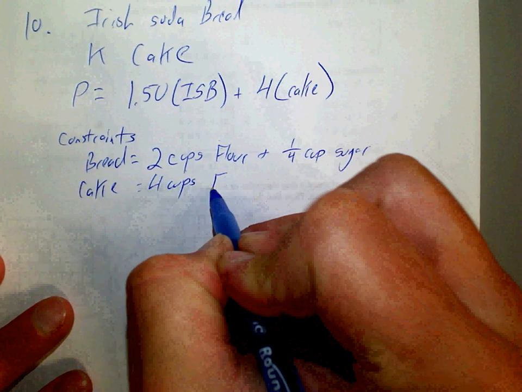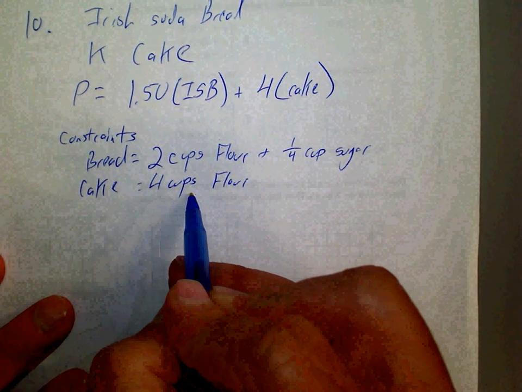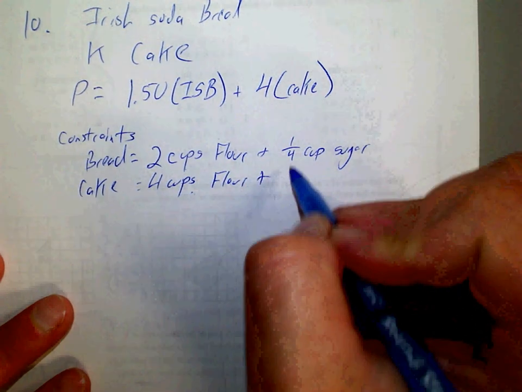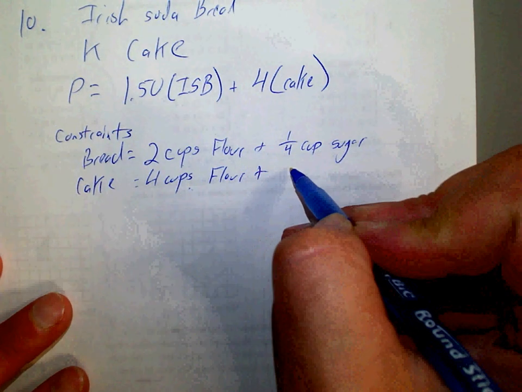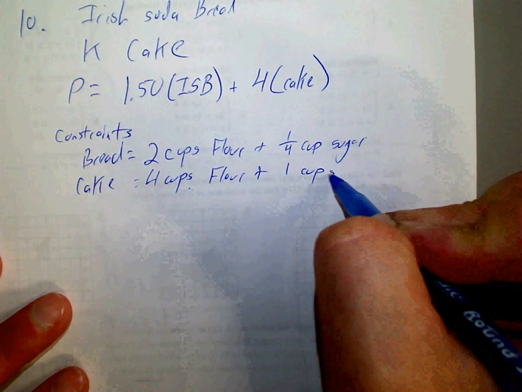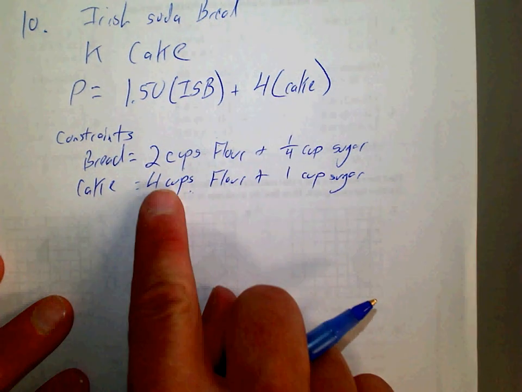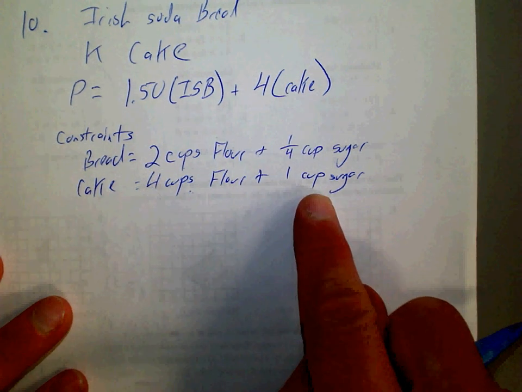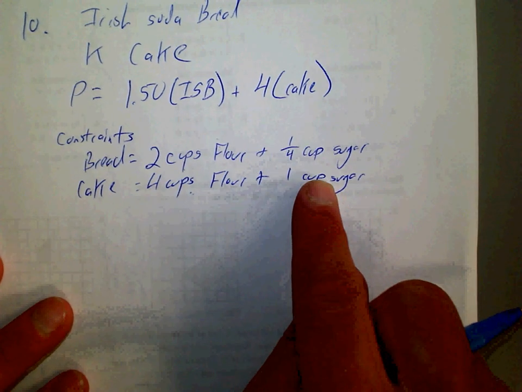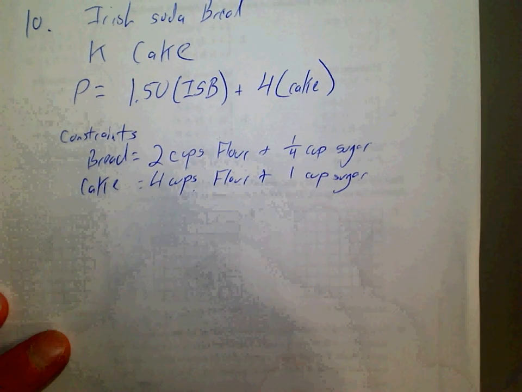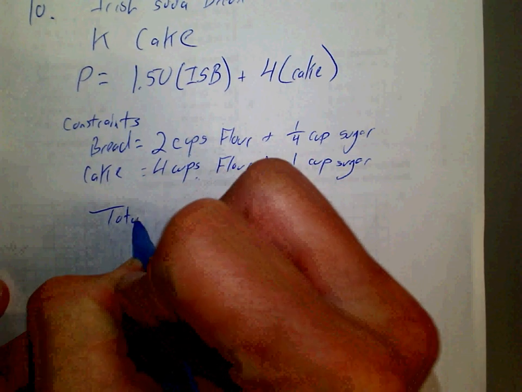Oh my goodness, it takes twice as much flour to make the cake, but 4 times as much sugar. So you can sell it for more, but it takes more to make it. The sugar becomes a constraint, doesn't it? Because how much total flour do we have? 16.